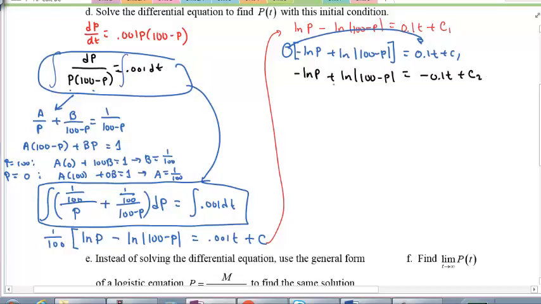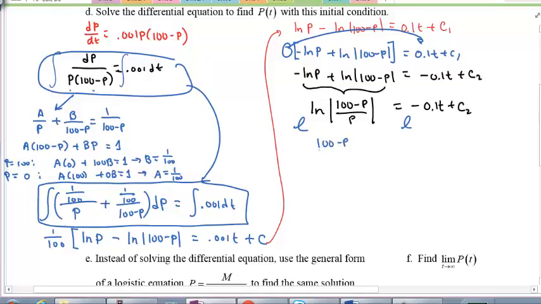Notice why is this helpful? Because now I can rewrite the ln as one term, just ln of 100 minus p over p. And you're thinking, who cares? Well, here's why you should care. Remember, our goal is to try to solve for p here. So to get rid of the ln, I'm going to now e both sides. Whee. And now you're just left with 100 minus p over p equals e to the power of negative 0.1t, and then this is the same thing as multiplying by e to the power of c2.